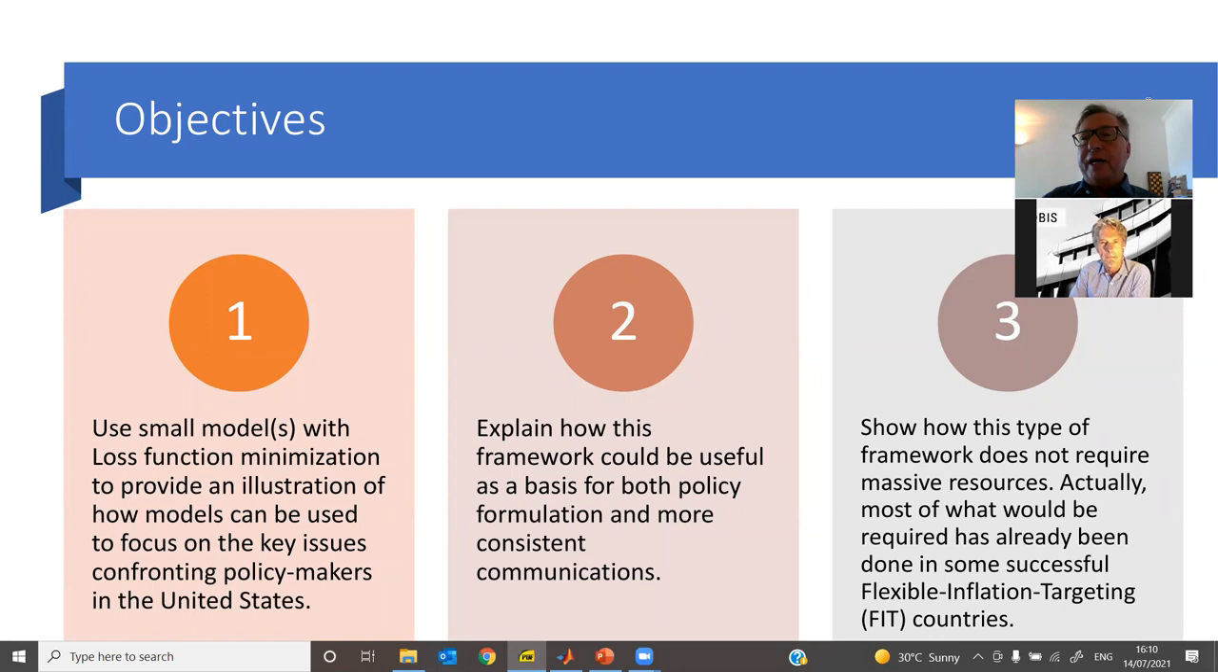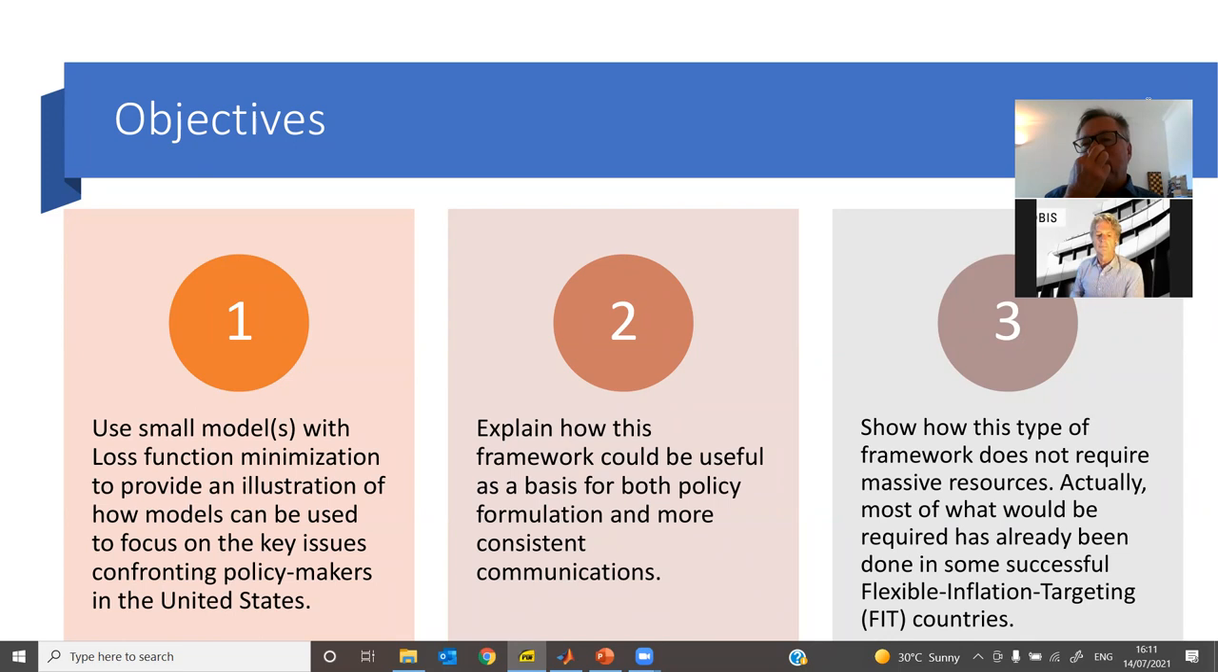So the objectives for the rest of the talk is to use a small model and some technology that's been developed in Dynare to be able to solve these problems so that we can generate these different scenarios that David was referring to. So specifically, we're going to use small models with this loss function minimization approach as an illustration for how models can be used to focus on what we think are key policy issues confronting not only people in the United States, but also elsewhere. And we think that this framework could be useful as a basis for policy formulation and more consistent communications.